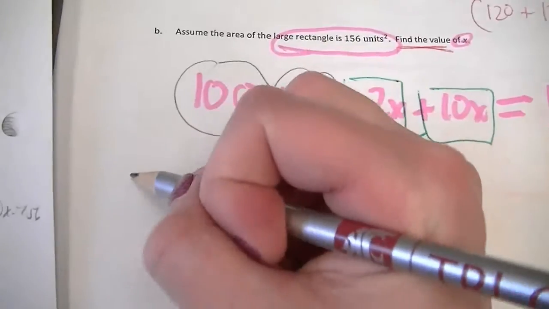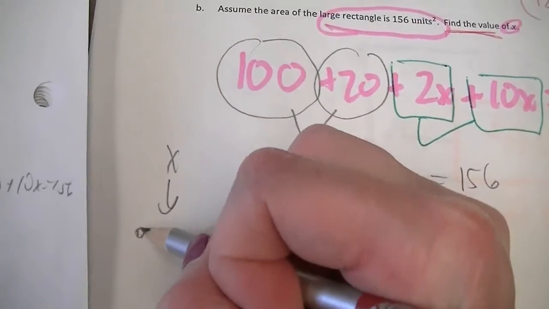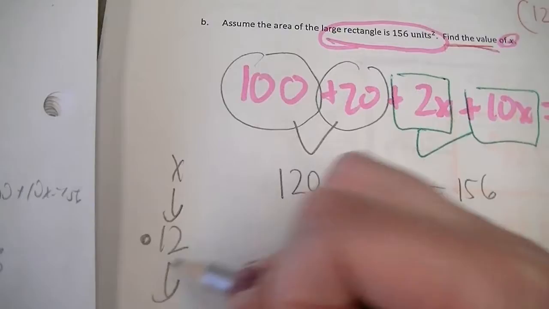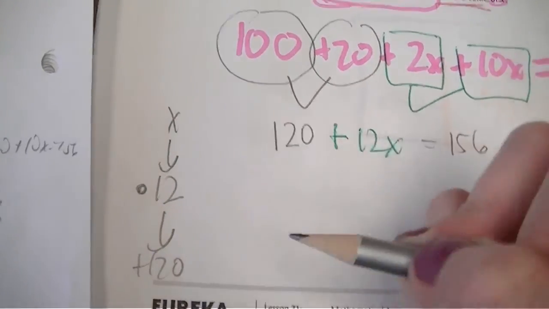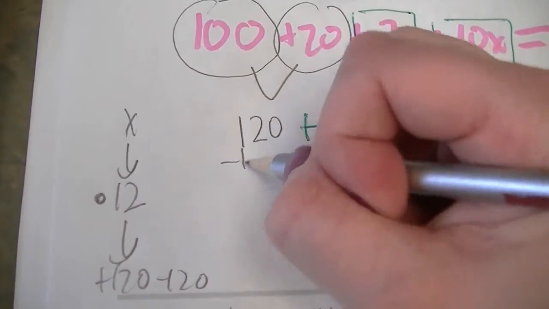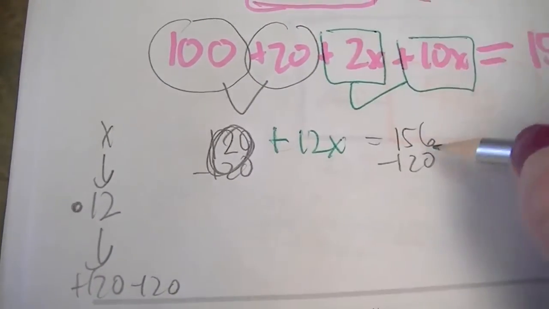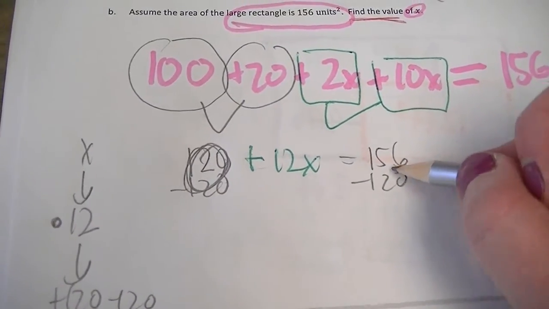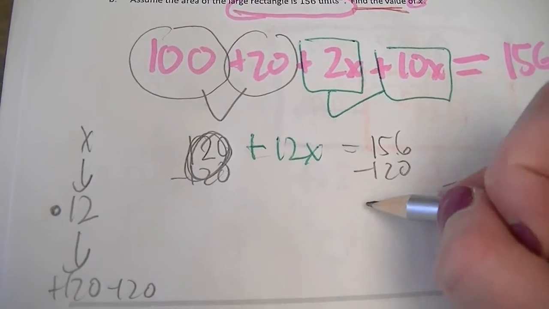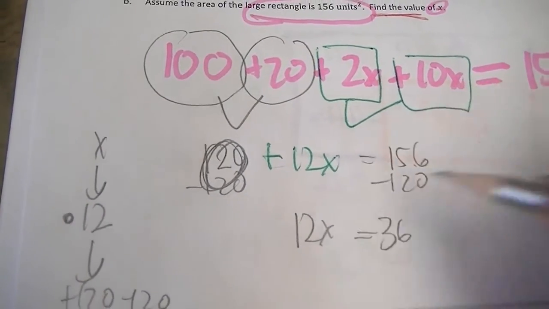Now you can build it if you need to. Start with x, multiply it by a positive 12 because it's positive, times 12. And then we just added 120. Inverse operation of adding 120 is to subtract 120, so that's what you can do to both sides of that equal sign. 120 minus 120 is 0. 156 minus 120 is 36.